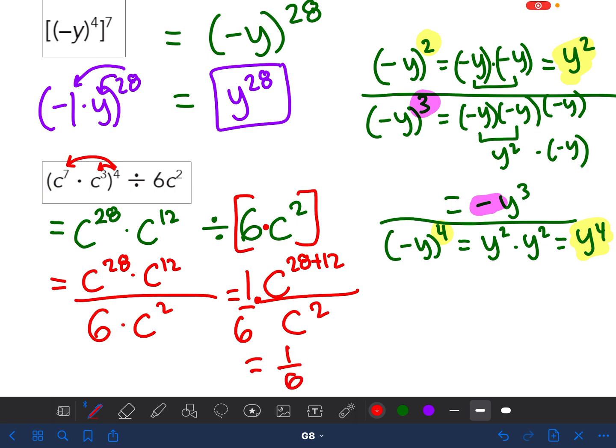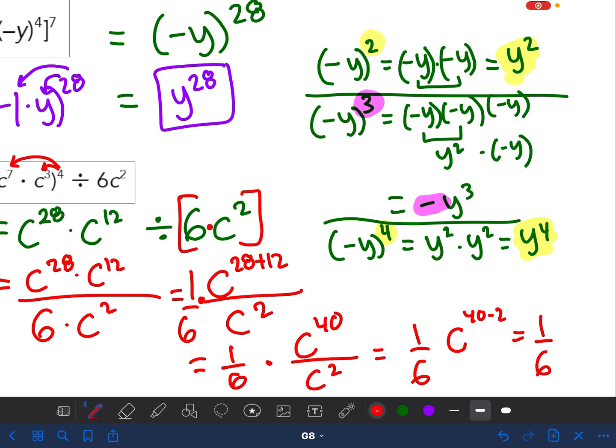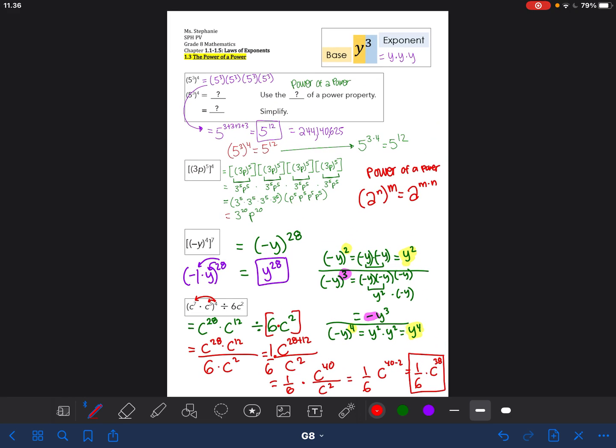So 1/6 times c to the power of 40 divided by c squared. So you just subtract 40 minus 2, so that's 1/6 times c to the power of 38. That's your answer. Alright, so I'll see you guys in the next video.